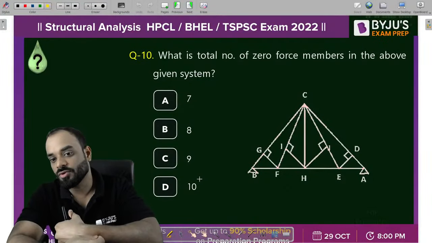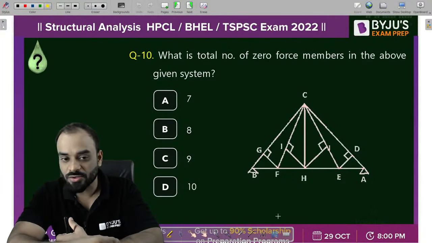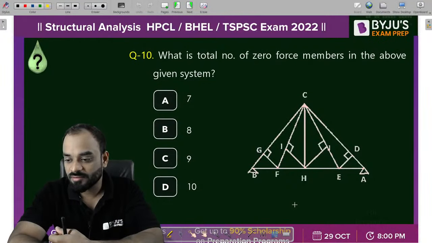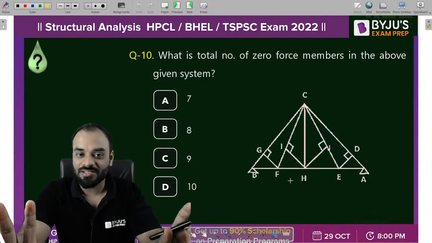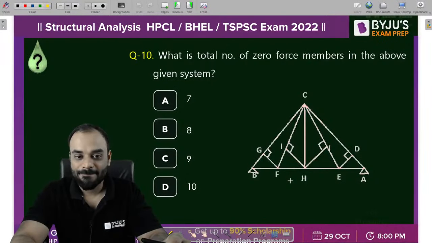C, 9. Okay. We'll check it out, Afrid. Santu, 20. How is it possible? It is not given in the options even. Yeah, okay, 10. Any other student who can give the correct answer for this? What should be the total number of zero force members? Okay, no issue, Santu. I know that.